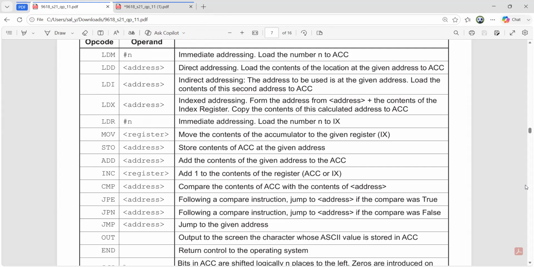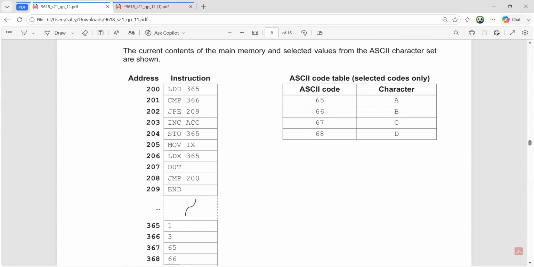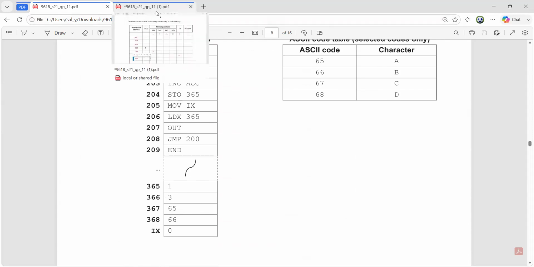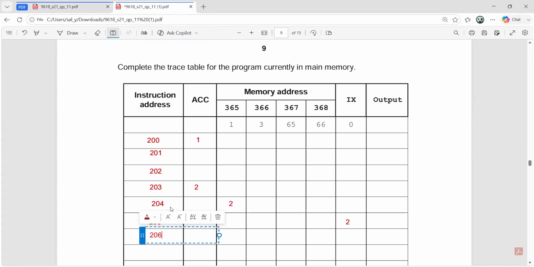So it means that we have to just move to 365. It says LDX 365. It means it will be 365 plus your IX, which is now holding 2. So 365 plus 2 is 367. And the value at 367 is 65. It means this instruction simply means copying the contents of this 65 to the accumulator. Okay, fine. I'm repeating.